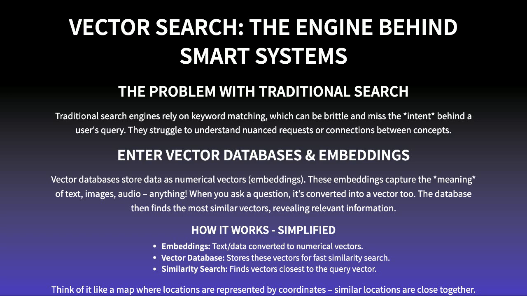A vector database then stores these embeddings, allowing it to quickly find similar things. It's like creating a map where each item is represented by its location. When you ask a question, it's converted into an embedding too, and the system finds all the other embeddings that are closest, revealing truly relevant information. It's really powerful because it understands meaning instead of just matching words.